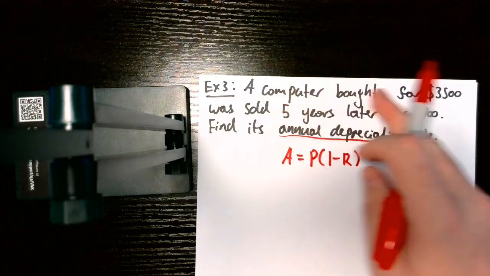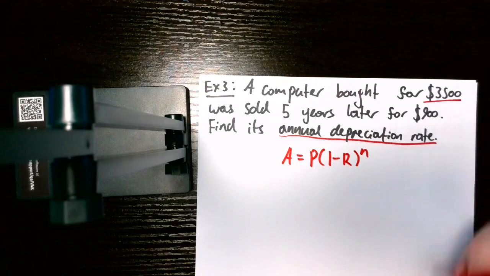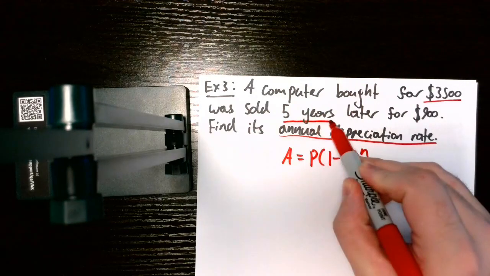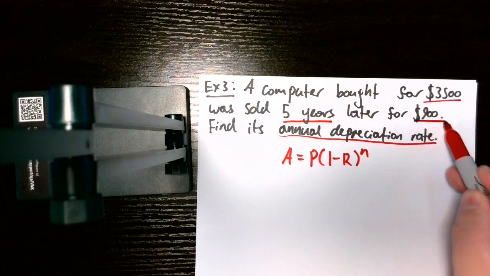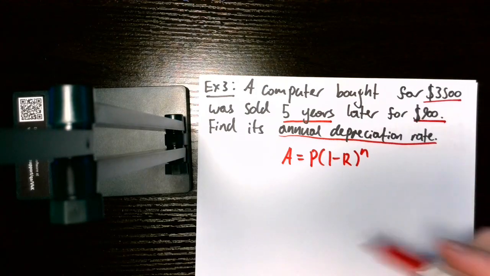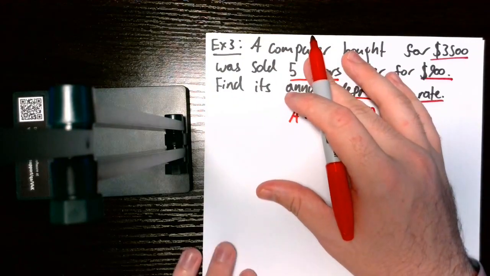It was bought for $3,500. So that's its initial starting price, isn't it? It was sold 5 years later. So that's its time period because it depreciates once per year, for $900. That's its end price, the final amount. So let's just take the time just over here for a moment to actually write out everything that we need.